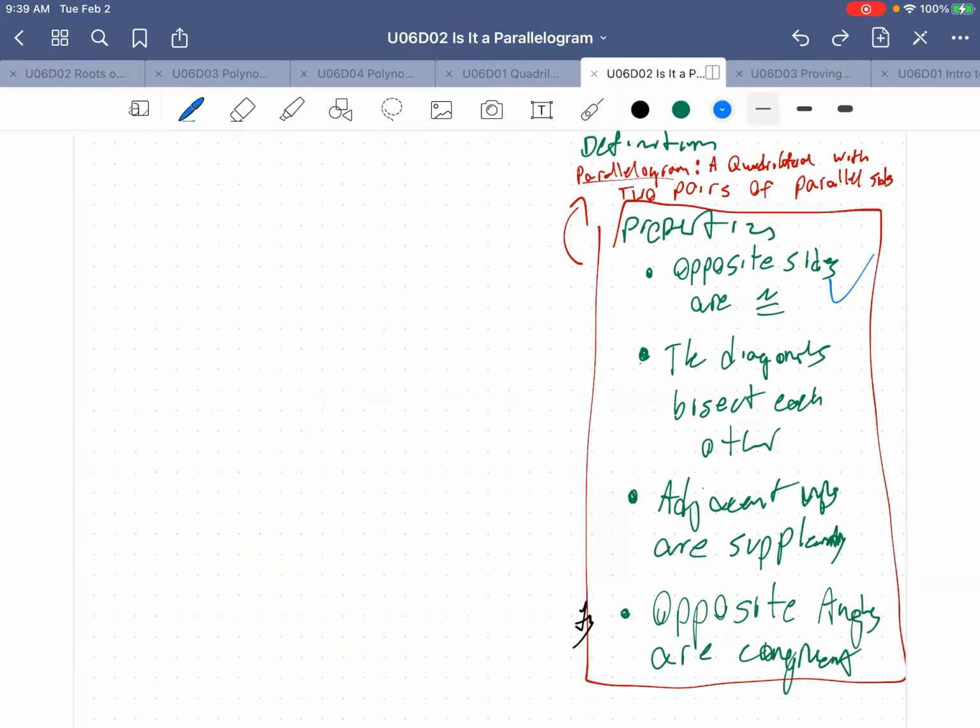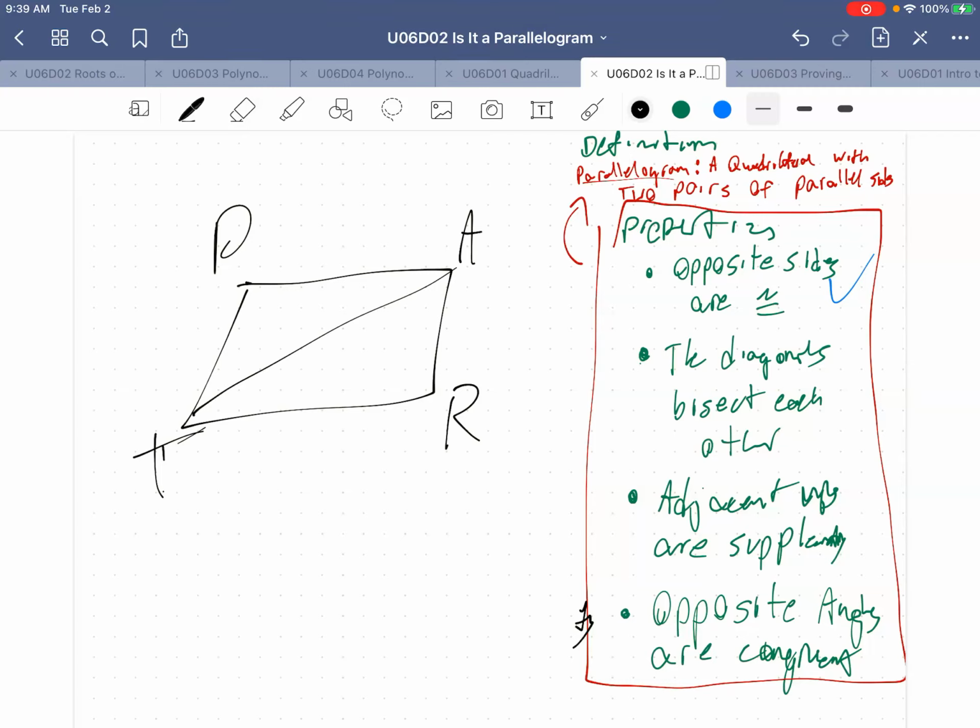The diagonals bisect each other, so we're going to draw a parallelogram. Let's call it PART, because why not? If we're told that there are two diagonals and they bisect each other, we'll call this point here M, and we're told that PM is congruent to MR and MT is congruent to AM. This should be enough information to prove that the opposite pairs of sides are parallel.